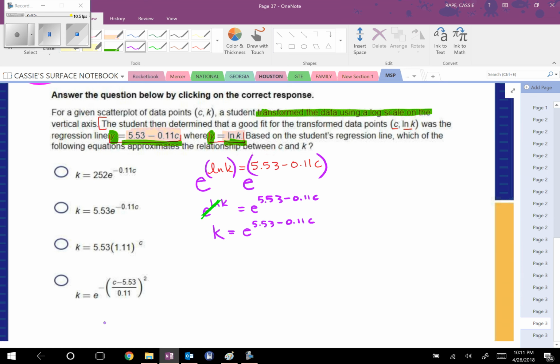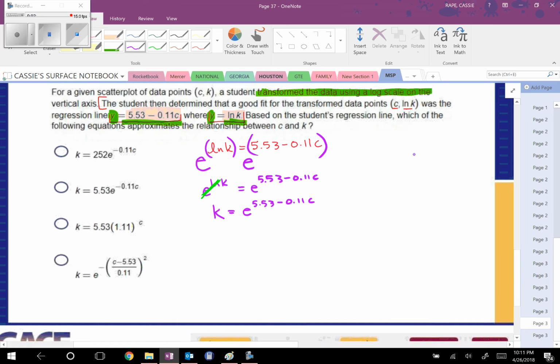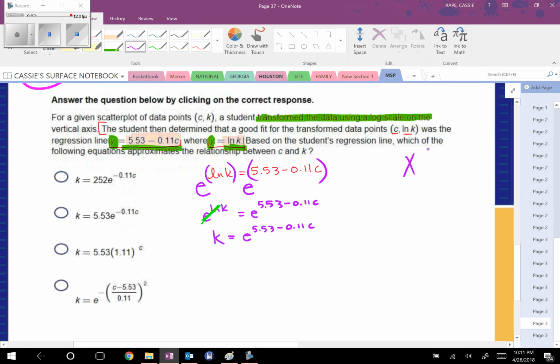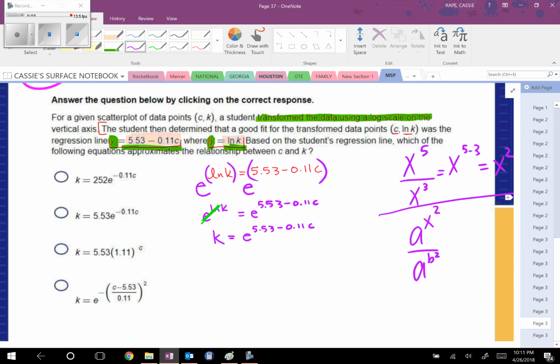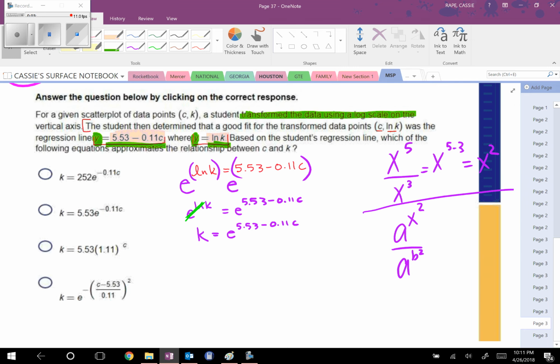So I'm going to remind you of something. If you had, let's say, x to the 5th, and you were dividing it by x to the 3rd, you can multiply it out. 5 x's on top, 3 x's on the bottom, cancel 3, and that would leave x to the 5 minus 3, which would be, of course, x squared. Okay, if you had a to the x squared over a to the b squared, let's just say, that rule still applies. As long as you have the same base, you just subtract your exponents. And so that's the same as a to the x squared minus b squared.